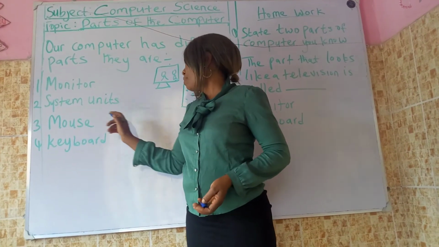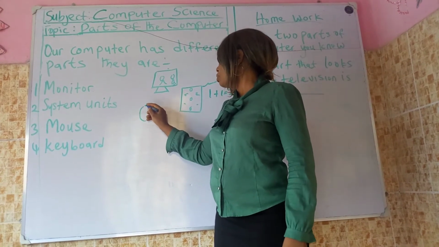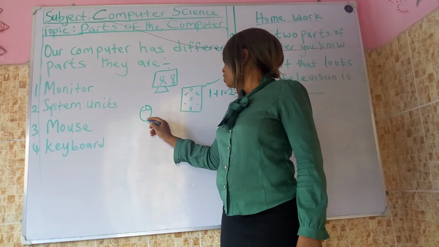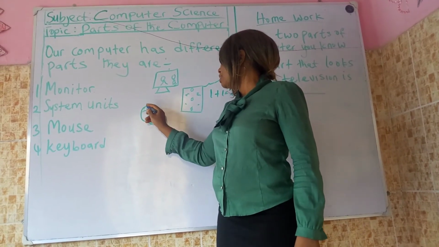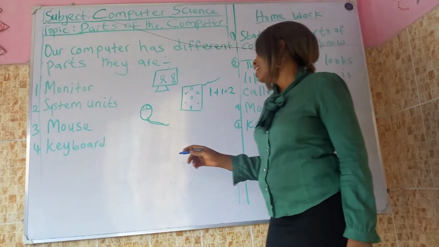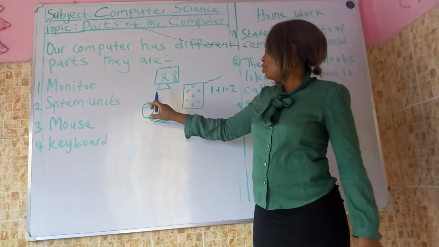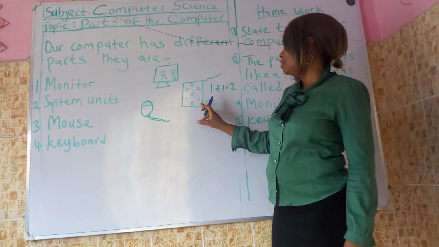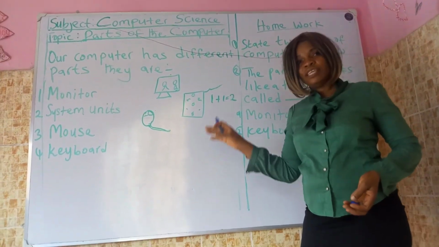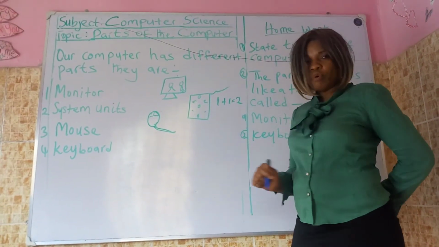Then number 3 is the mouse. Mouse is that small part of the computer. It is in the shape of a mouse, that's why it's called mouse. It has 2 buttons. It helps us to click on our objects or click on anything we want to work on in the computer. This is our mouse.